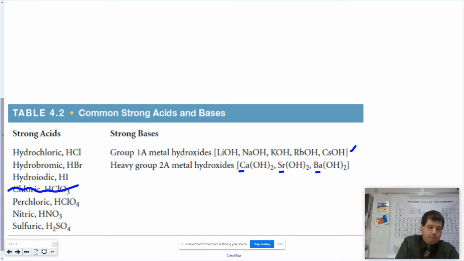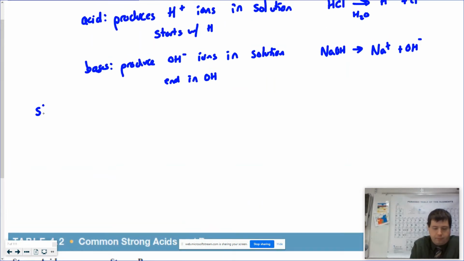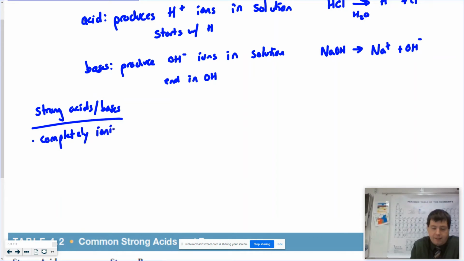Now, why is this important? Well, because what makes strong acids and bases different is they completely ionize in solution. So if you put HCl in a beaker, all of the HCl is going to break up into H plus and Cl minus. There's going to be no HCl left over. And so because of that, they are very strong electrolytes. So they conduct electricity very well.